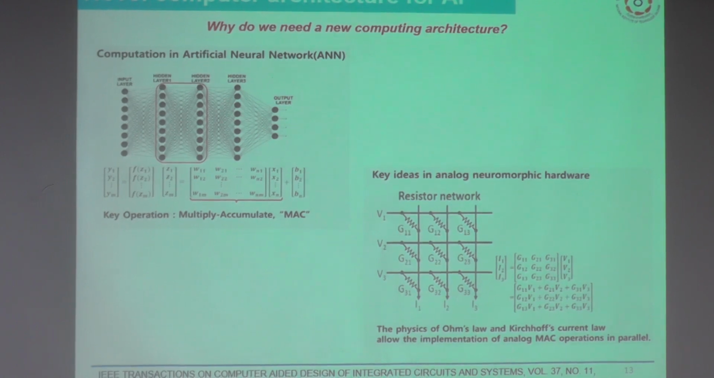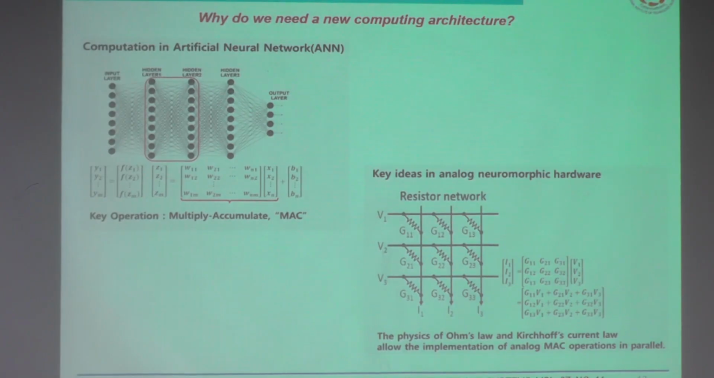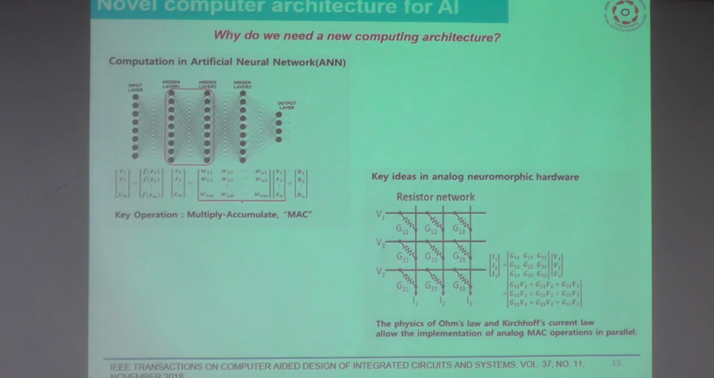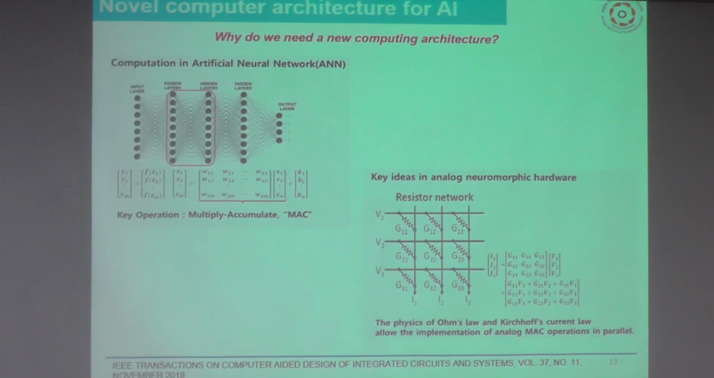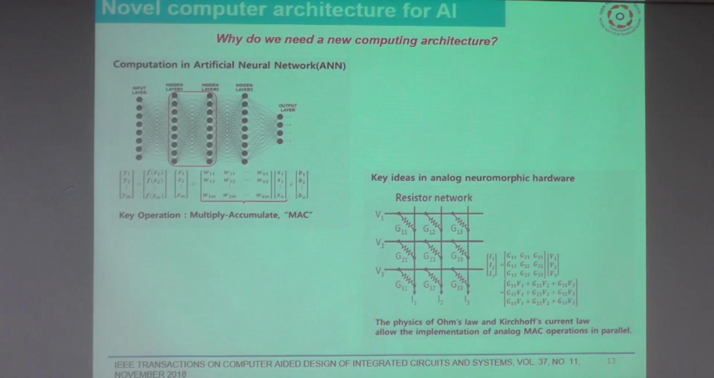These applications we can take further in new directions, where the upcoming demand of artificial intelligence networks, deep learning, and machine learning needs quick, fast decisions. So we can design this kind of resistor network. The key idea in analog neuromorphic hardware is that the physics of Ohm's law and Kirchhoff's current law allows the implementation of analog MAC operation in parallel. So the way this neural network operates is based on this. Ohm's law and Kirchhoff's current law allow our device to mimic neural network performance.